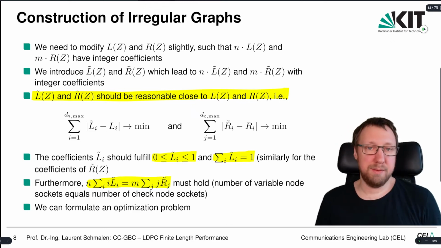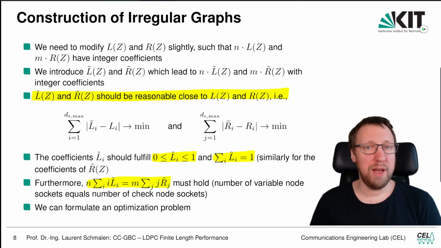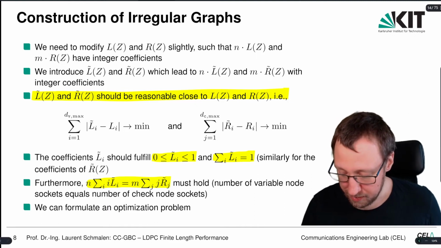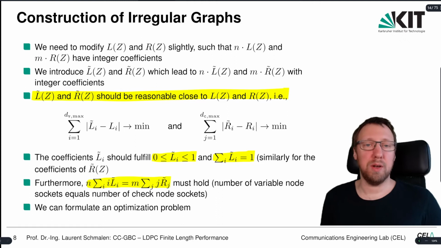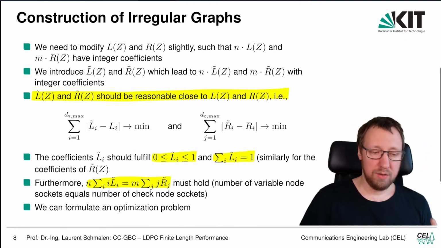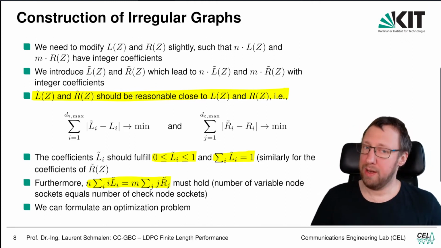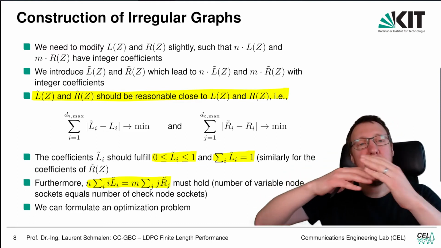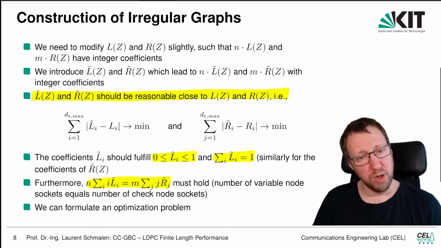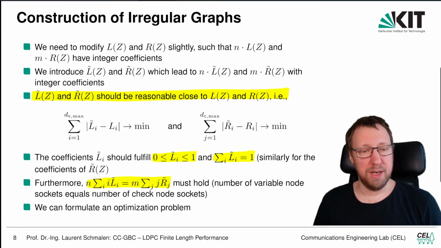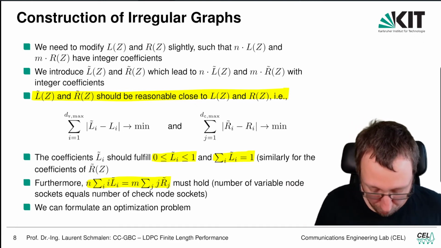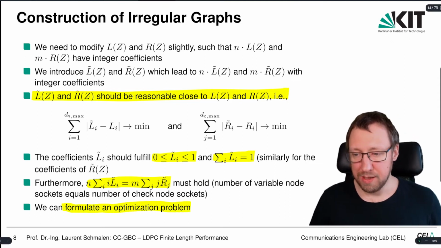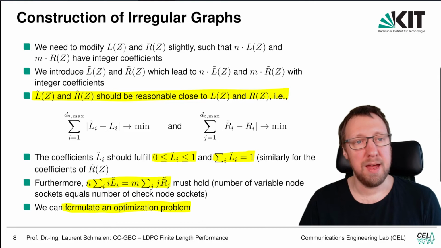and this means we can formulate an optimization problem. This looks very similar to what we did when optimizing degree distributions. We had an optimization problem: the EXIT curves should not overlap and the code should converge. Here we have another optimization problem. So let's formulate an optimization problem.